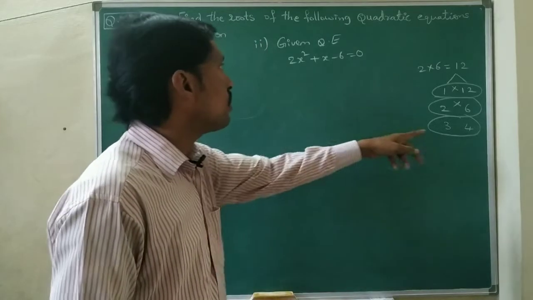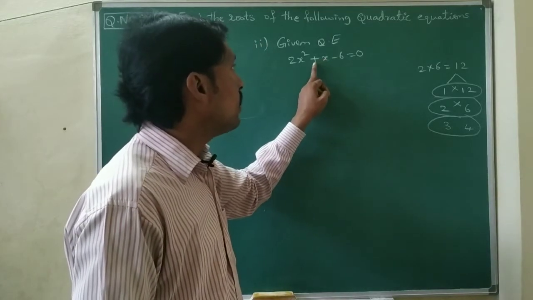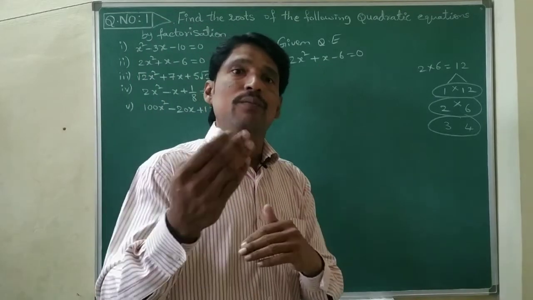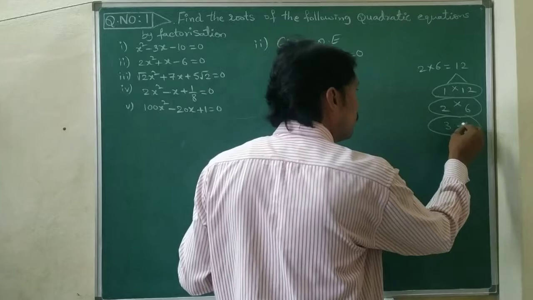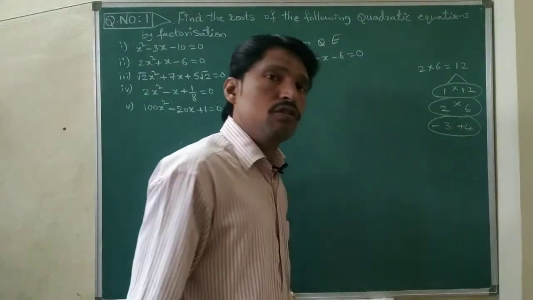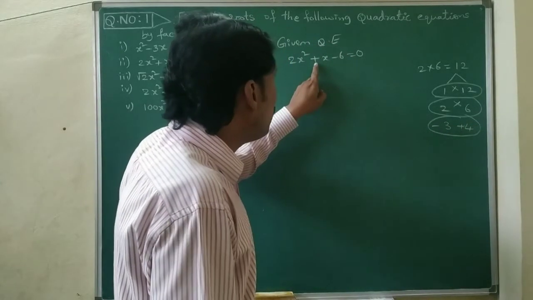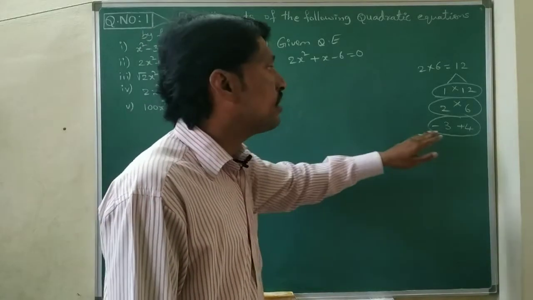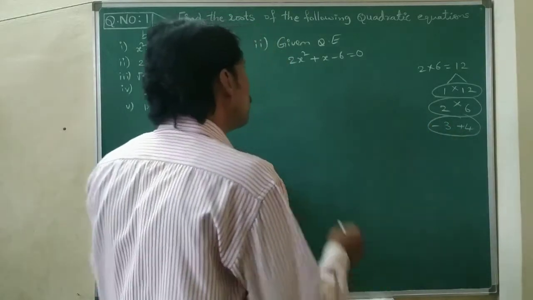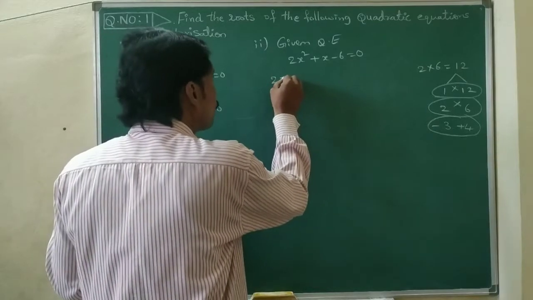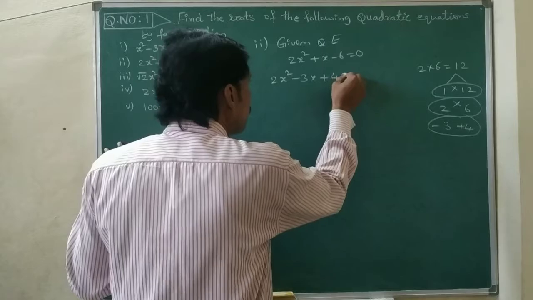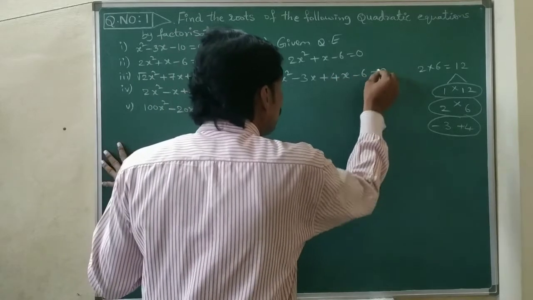So here it works out, and plus x is there. Plus x means for the bigger number we give the plus symbol, and for the smaller number we give the minus symbol. So depending upon the coefficient of x, we take the sign. Now I am writing 2x square minus 3x plus 4x minus 6 equal to 0.